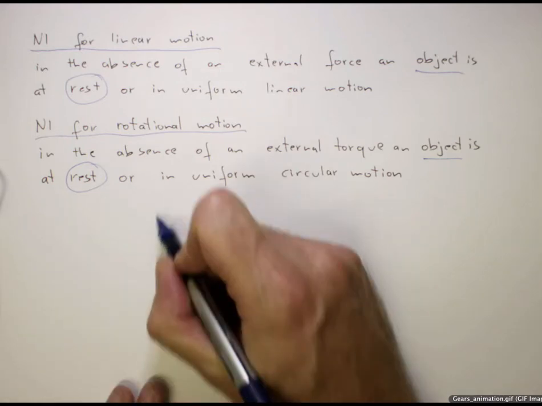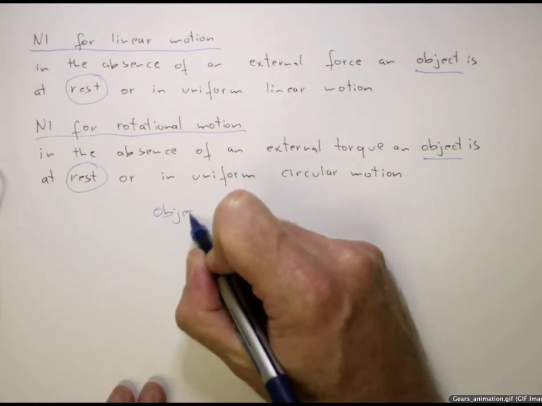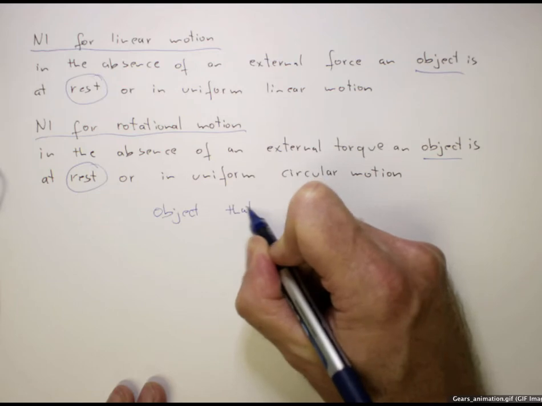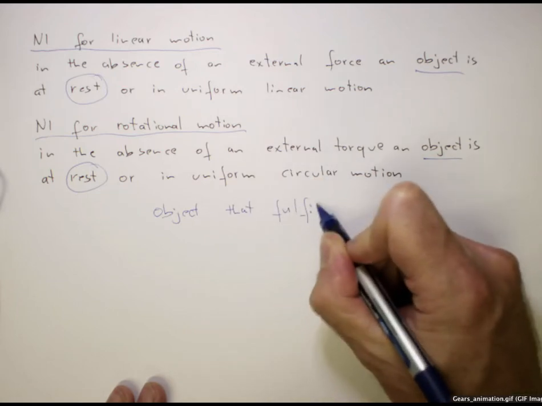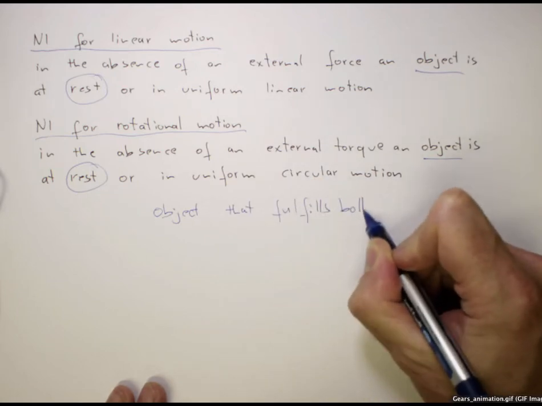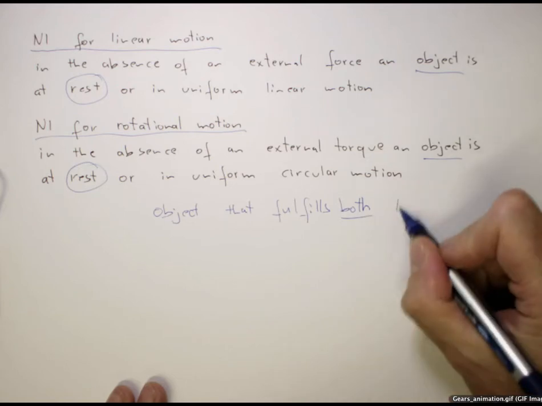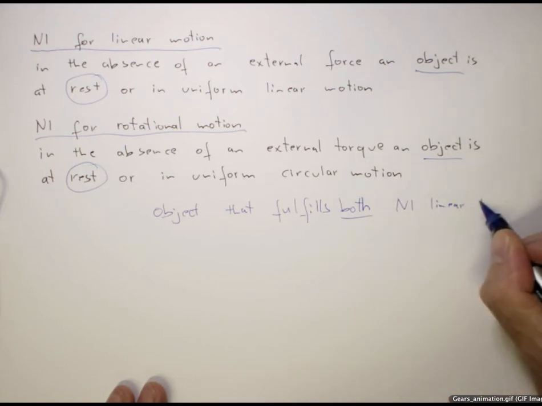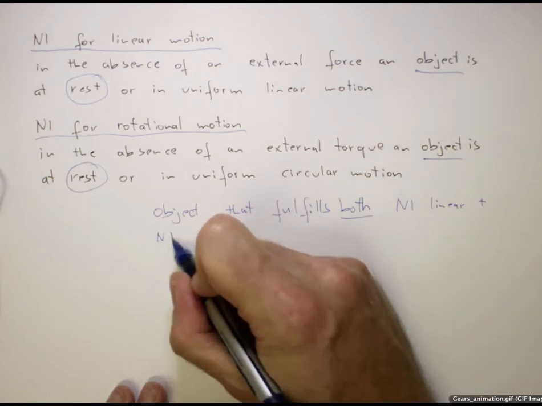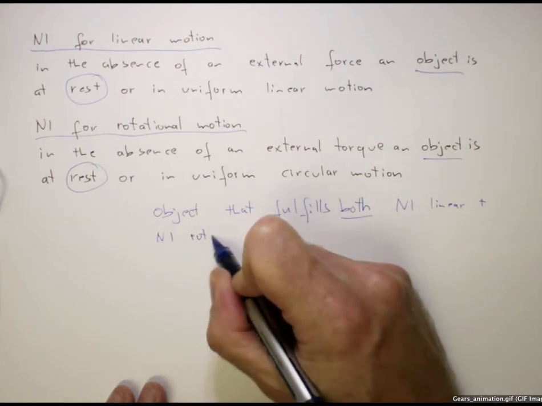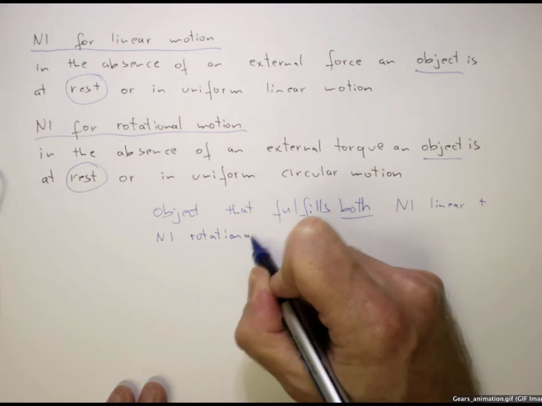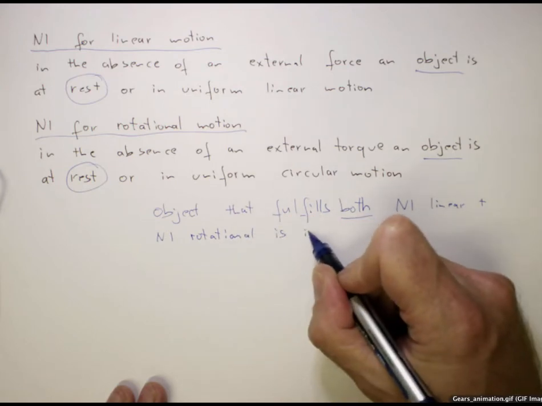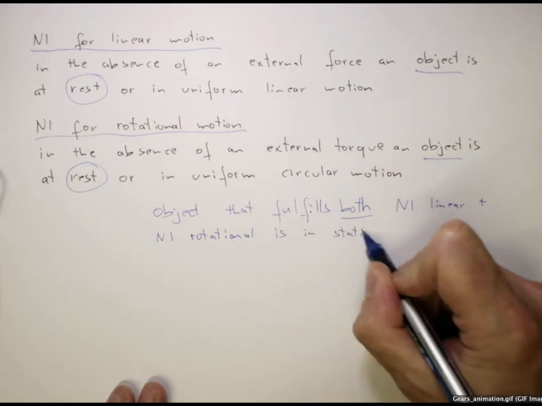Every object that fulfills both Newton 1 linear and Newton 1 rotational is in static equilibrium.